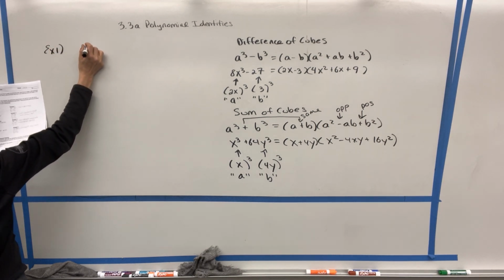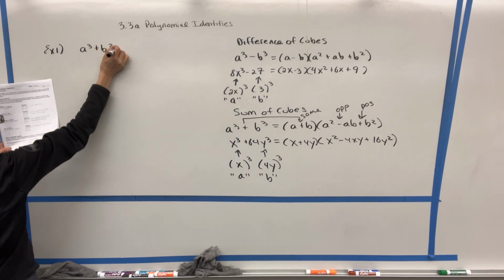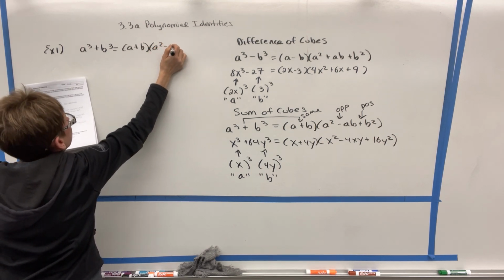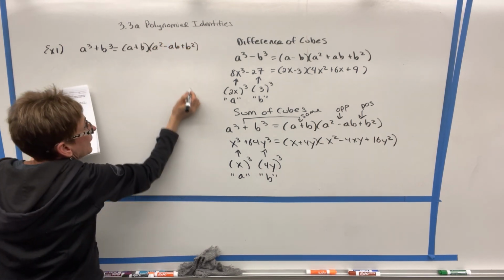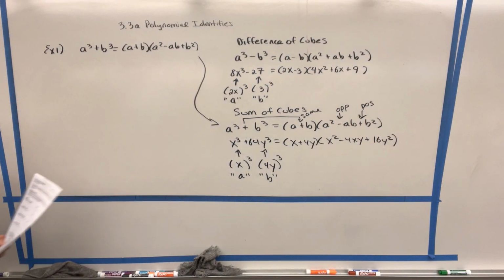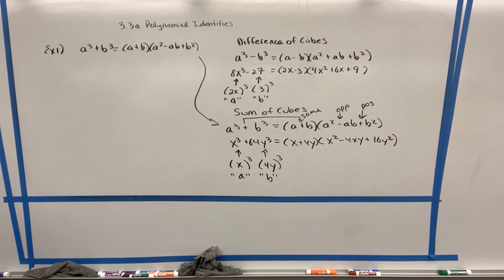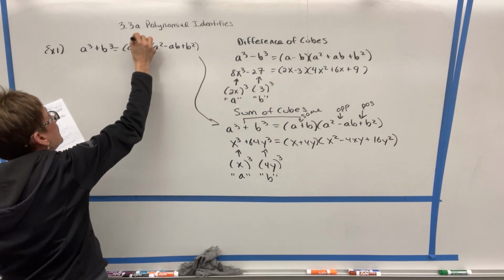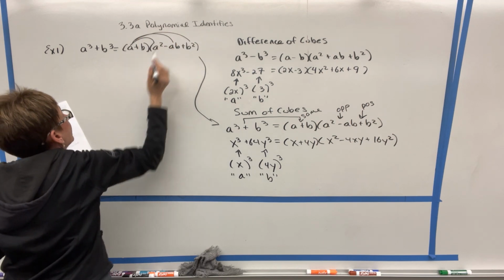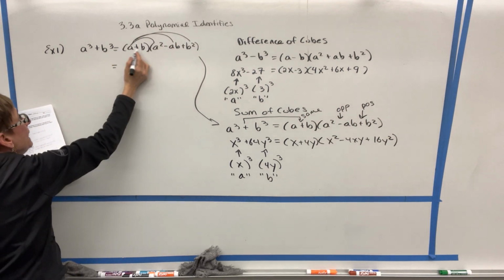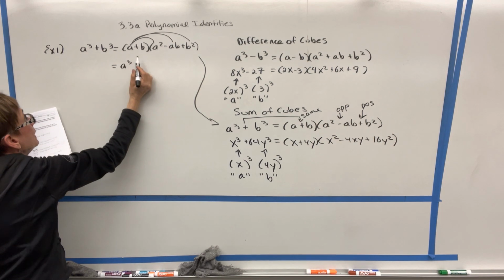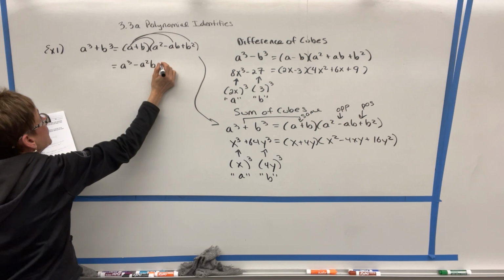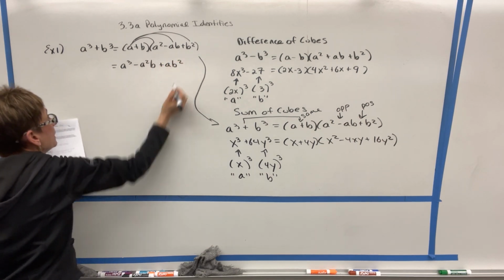Let's say that we want to prove that a cubed plus b cubed is equal to a plus b times a squared minus ab plus b squared. And that would be this property right here that we're proving. Well, what we would do is we would take the a plus b, and we would multiply it times everything that we have here. So a times a squared would be a cubed. A times negative ab would be minus a squared b. And here we would have plus ab squared.